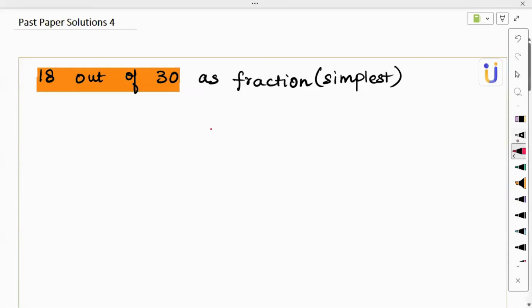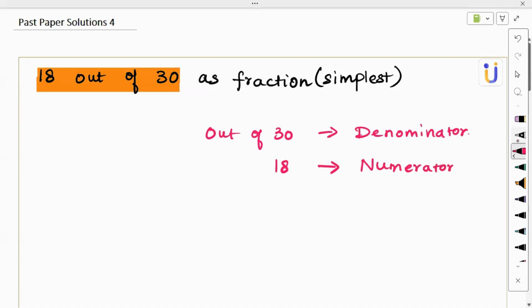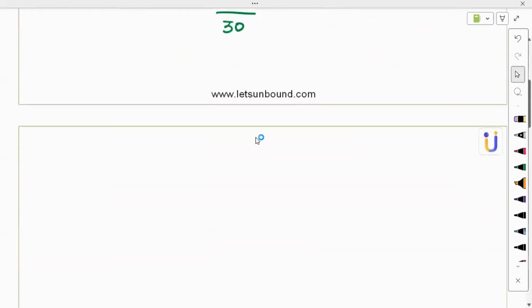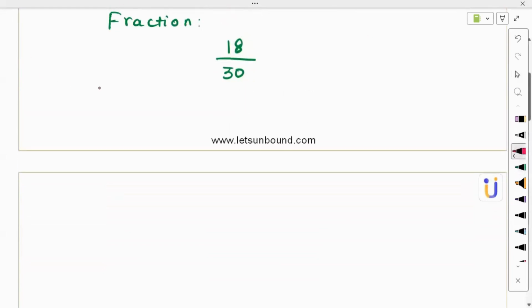Out of 30 means you are given 30 chocolates, and you pick 18 out of them. The total is always in the denominator, because it's the total. And 18, how much we are considering, goes to the numerator. Out of the 30, the number I'm taking into consideration is 18. So the required fraction is 18 by 30.